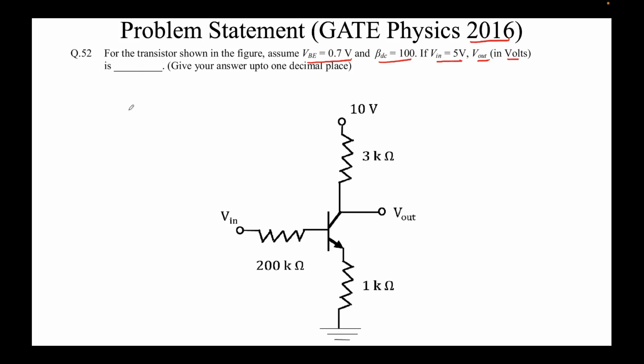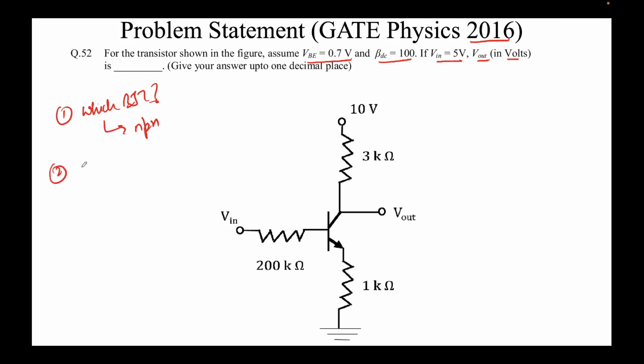Before we start to solve any questions related to BJT, we ask ourselves a few things. First thing is, what is the nature? What type of BJT is it? Which BJT is it, NPN or PNP? If we note this symbol, the arrow is coming out of the emitter, and this means this is an NPN transistor.